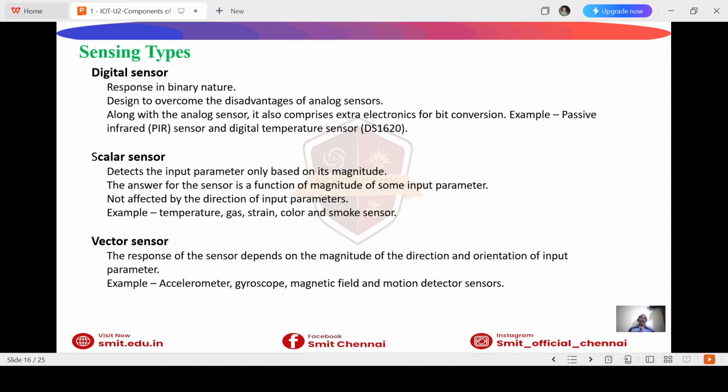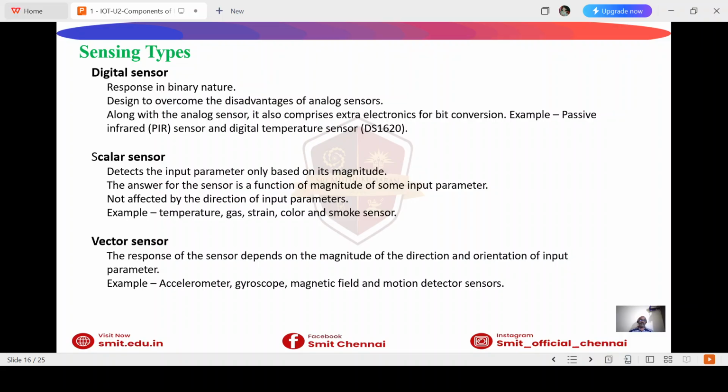And the next type is scalar sensors and vector sensors. What is a scalar sensor? It depends only upon the magnitude to perform its operations. Whereas a vector sensor has both magnitude as well as direction of the parameter. So the output will be based on both amplitude as well as direction. Then only it will work out.